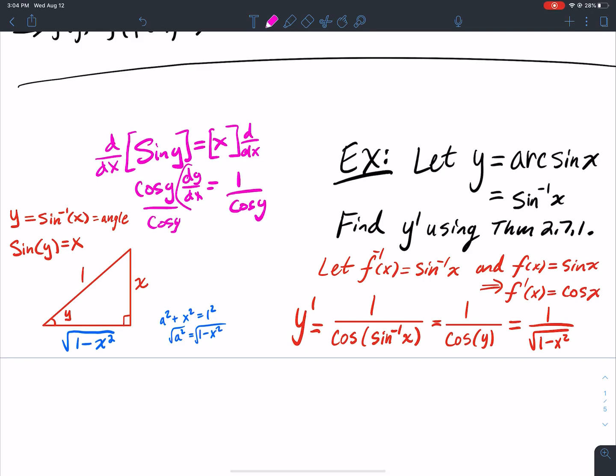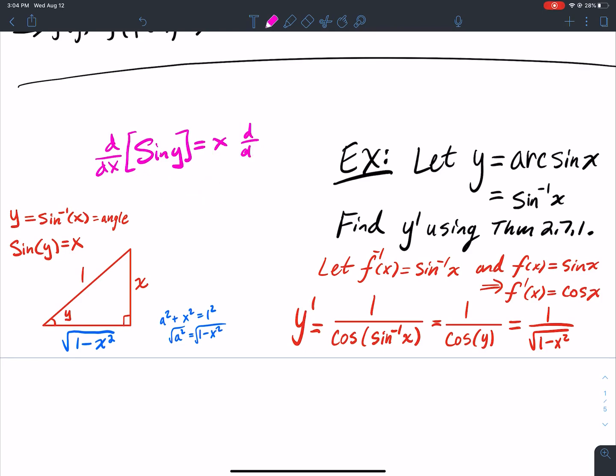then I have the derivative equals 1 over the cosine of y. And I know the cosine of y is square root of 1 minus x squared. So that's square root of 1 minus x squared in the denominator. And so that gets me the same answer there. Okay? So personally to me, I think that's the easier way to go. But whenever it says to use the theorem, that's what it's talking about doing here.